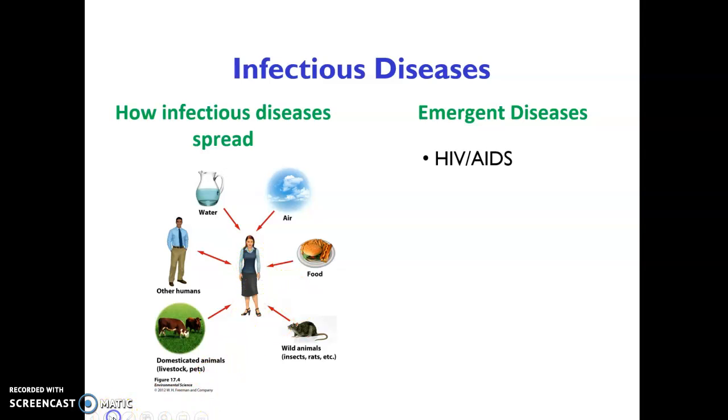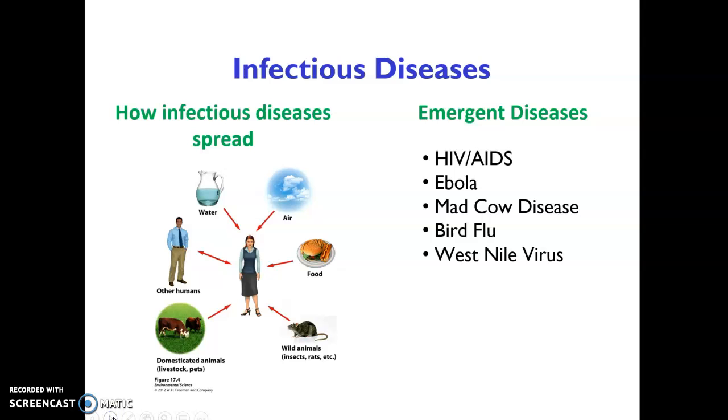Now we're looking at emergent diseases. Those are diseases that emerged in recent times. They haven't been around for many, many years. HIV is one, Ebola, mad cow disease, bird flu, West Nile virus, and others.